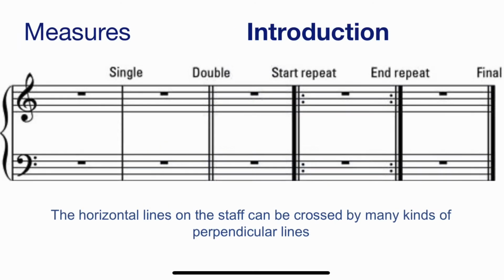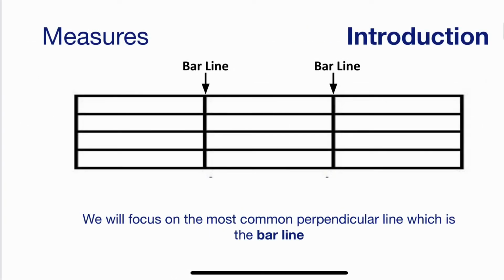As you can see, the horizontal lines in the staff can be crossed by many kinds of perpendicular lines. For this lesson, we are going to focus on the most common perpendicular line, which is called the bar line. Notice how the bar line is vertical and goes straight down across the 5 horizontal lines. See if you can count how many bar lines are in the staff.